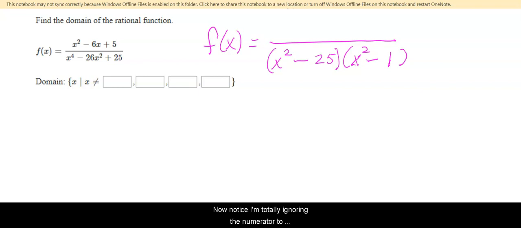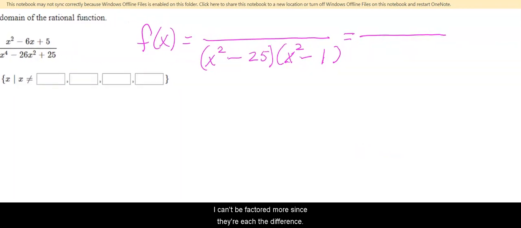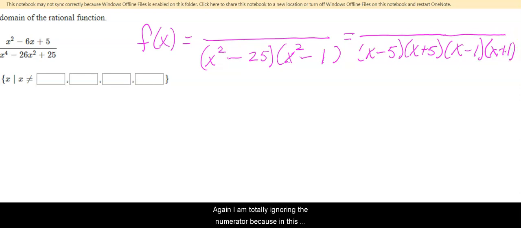Now, notice I'm totally ignoring the numerator. To continue, though, I need to fully factor it, and those are not fully factored. They can be factored more since they're each the difference of two squares. So now I'm going to factor each one as x minus 5, x plus 5 for the first difference of two squares, and x minus 1, x plus 1 for the second difference of two squares. Again, I am totally ignoring the numerator because in this case, the domain is determined only by the denominator.